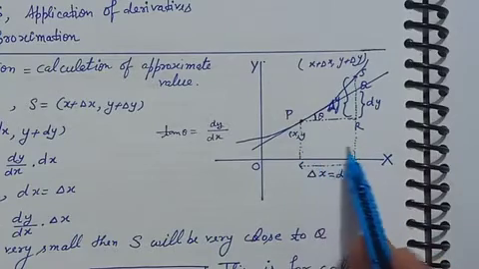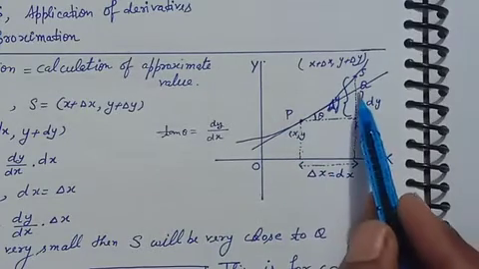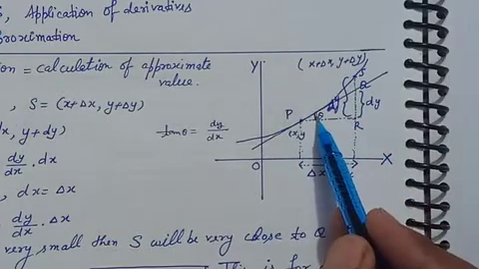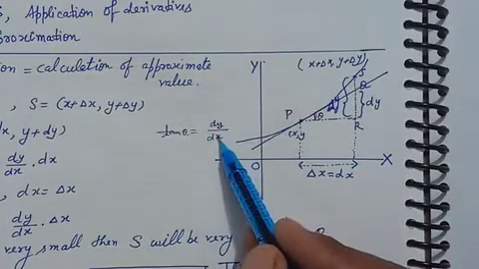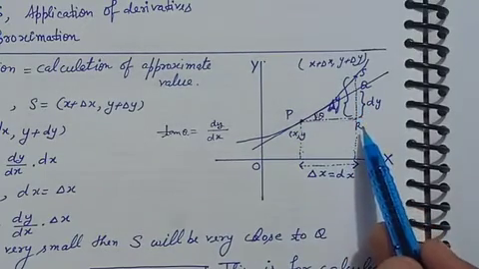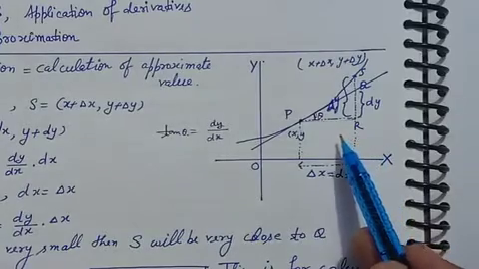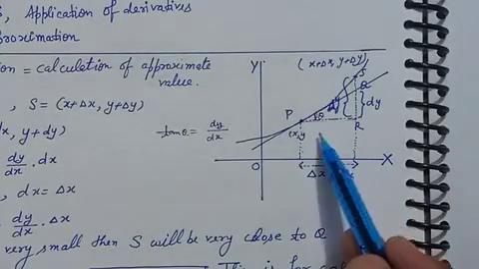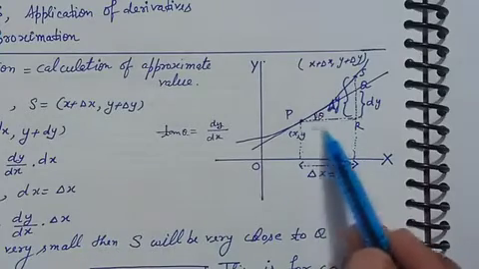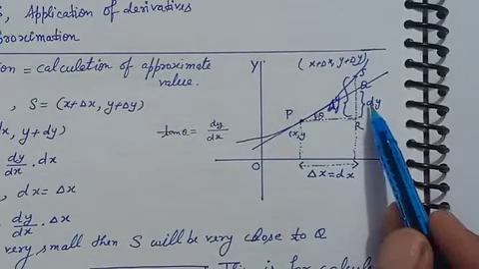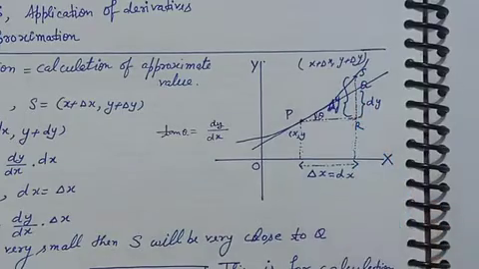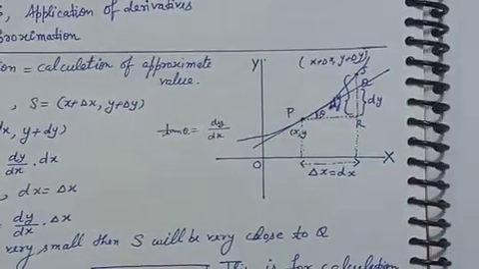If this length is dx, then it will be dy. QR equal dy. As this angle is theta, then tan theta equal dy upon dx. So if this part is dx, then obviously it will be dy. Now if delta x is very small, if this length is very small, then delta y will be very close to dy. Now see the arithmetic part.